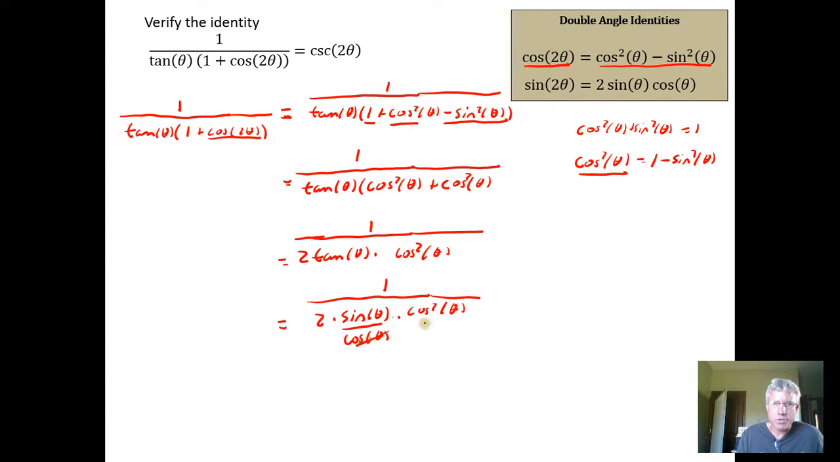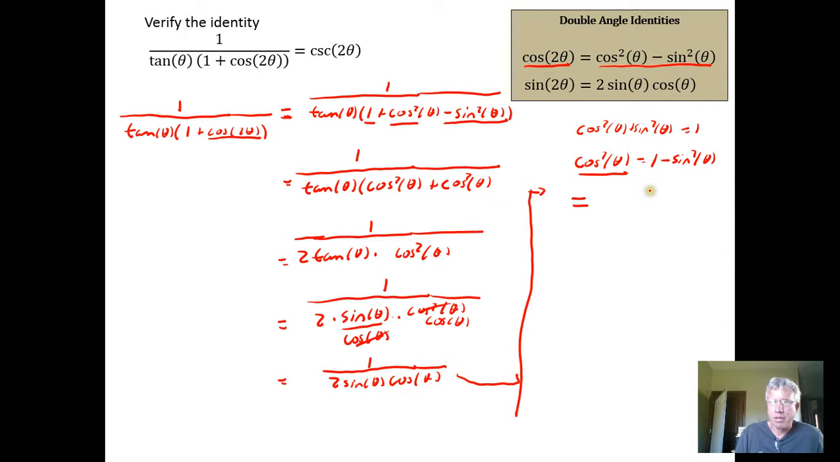And this cosine is going to cancel one of the 2 cosines, leaving me with just 1. So I'm going to wind up getting 1 over 2 sine theta cosine theta. And I'm starting to run out of room, so I'm going to pull this over and up. I would still be working on the right hand side of the equal sign. And now what I want to recognize is that 2 sine theta cosine theta can be rewritten as the sine of 2 theta.